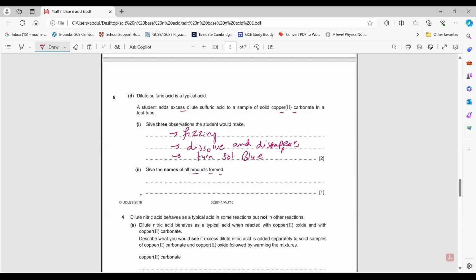Give the name of all the product forms. हमने एक प्रोडक्ट तो अभी भी डिस्कस कर ली कि क्या बनेगा, कॉपर सल्फेट. वो लेट्स राइट copper 2 sulfate. एंड हमारे पास साथ में क्या बनेगा, कार्बन डाइऑक्साइड एंड वाटर.